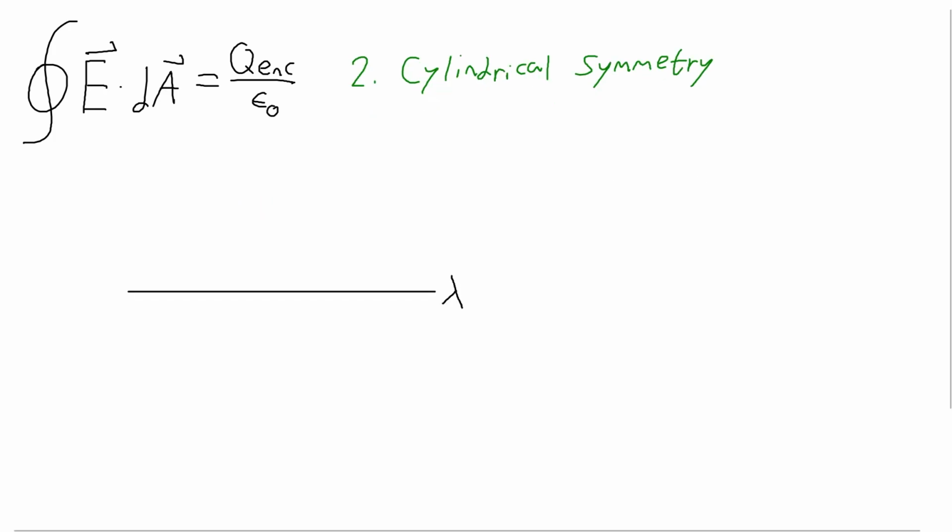Now for the pattern of cylindrical symmetry, instead of this point charge, say you have an infinite line of charge. Again, the electric field has to point radially away at all points on this line, but there's also a length component here, and in this case a sphere wouldn't work, so the next best option is a cylinder. So for this, your Gaussian surface would be a cylinder.